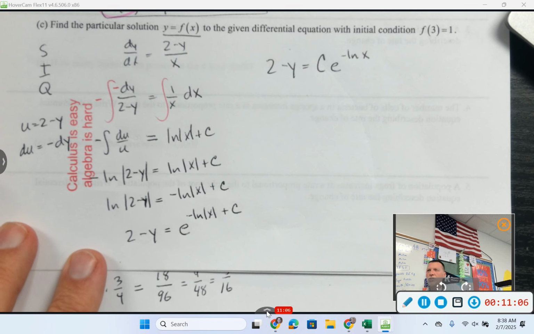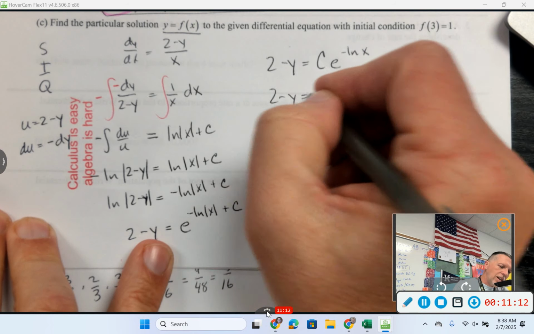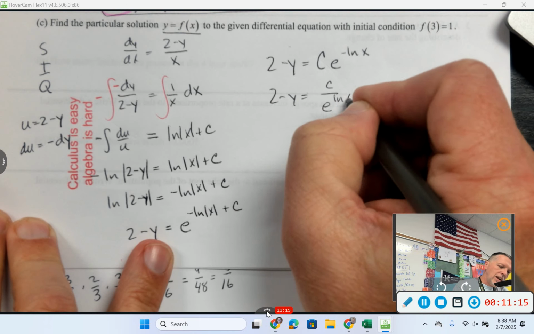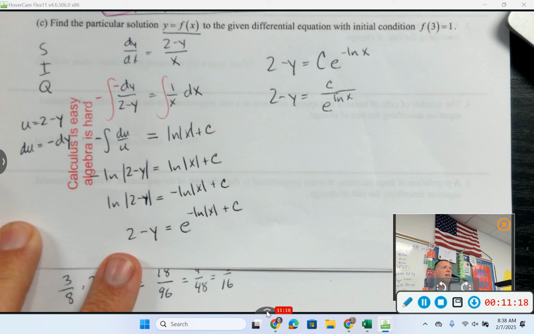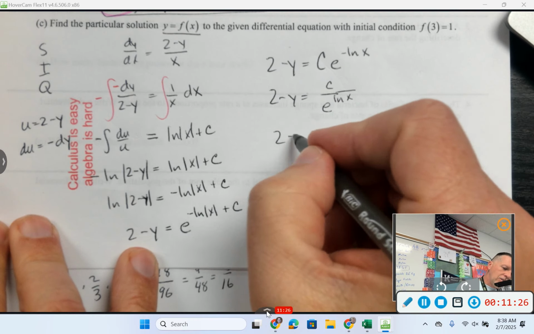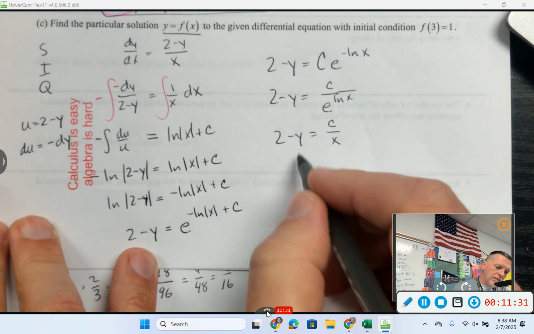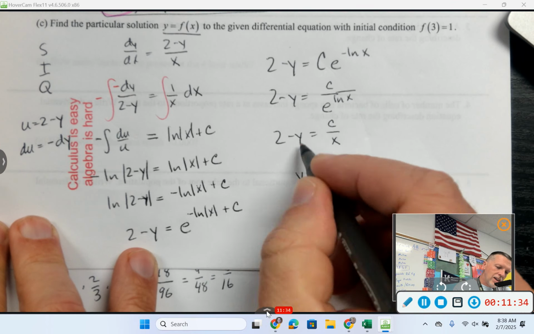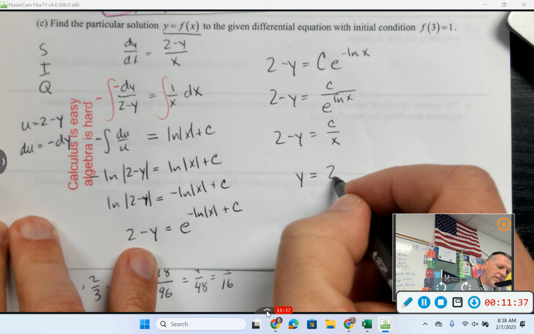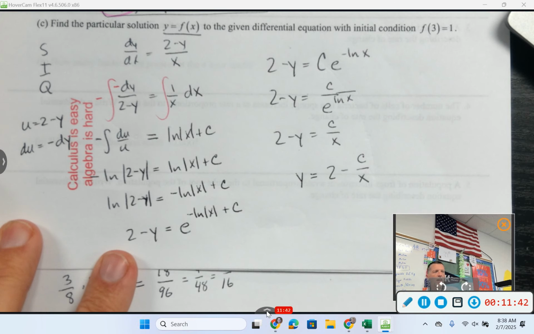What's a negative exponent usually do? Let's go do it this way. Puts it in the bottom, so we could do that. So c over e to the natural log of x. And now we fix the negative. So what's e to the natural log of x? That's just x. 2 minus y equals c over x. Solving for y, I'm going to add y and subtract the c over x. So y equals 2 minus c over x. Algebra, algebra, algebra.